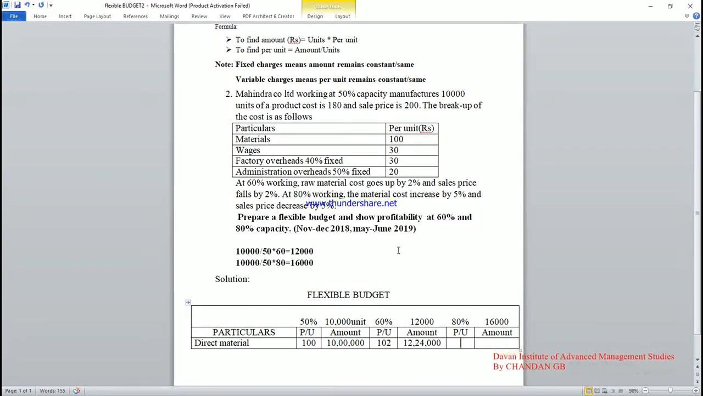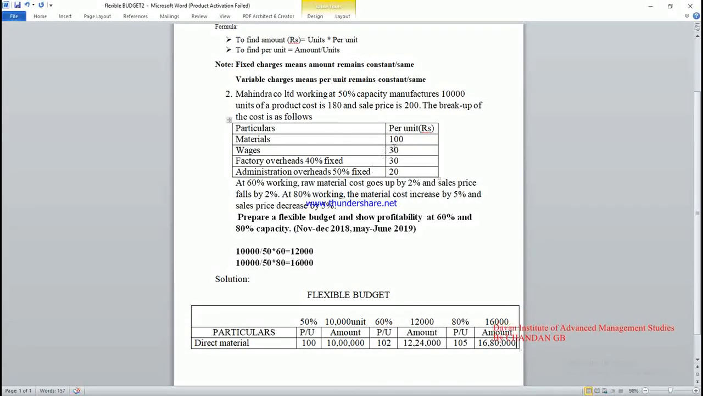Like that, the second adjustment: at 80 percentage working, materials cost increased by 5 percentage. 100 into 5 percentage, 105 rupees. 105 into 16,000, 16 lakh 80,000. Clear? Have you all understood the direct material?